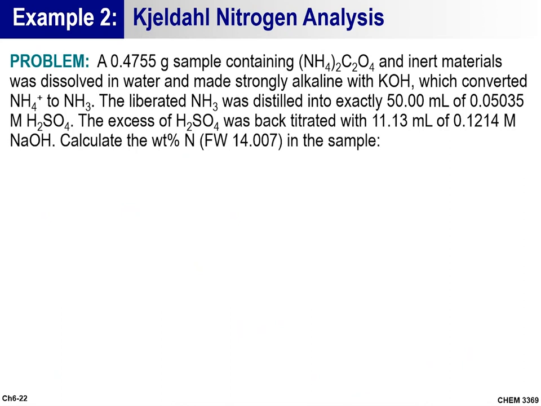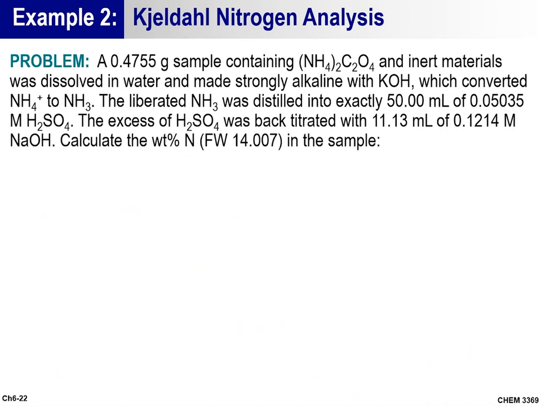The sample is dissolved in water and made strongly alkaline with potassium hydroxide, which converts ammonium to ammonia. Now, the liberated ammonia in this example is distilled into exactly 50 milliliters of known concentration of sulfuric acid, okay? And then the excess of H2SO4 is back titrated with the second standard reagent, sodium hydroxide, okay? So you see, this is a back titration, right? The first reagent is sulfuric acid. We're adding excess of sulfuric acid, and then in the actual titration, we back titrate this excess of sulfuric acid that did not react with the ammonia with the second standard reagent, which is sodium hydroxide. So this is an example of back titration, okay?